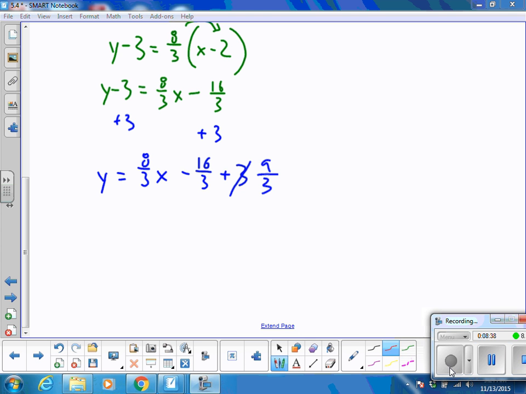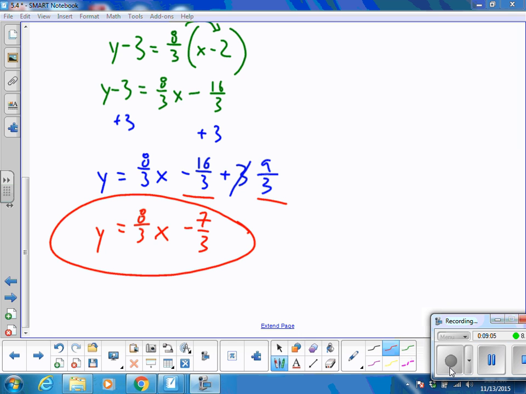So I have my -16/3, and I'm going to add 9/3 to this. I think that's what I want to do. 8/3 x. Yeah, that's what I want to do. So y equals 8/3 x, and I got to see what's left. So I'm going to have -7/3. There we are. Believe it or not, this is like equation in slope intercept form. Y equals 8/3 x minus 7/3. Looks funky, but that's what it is.